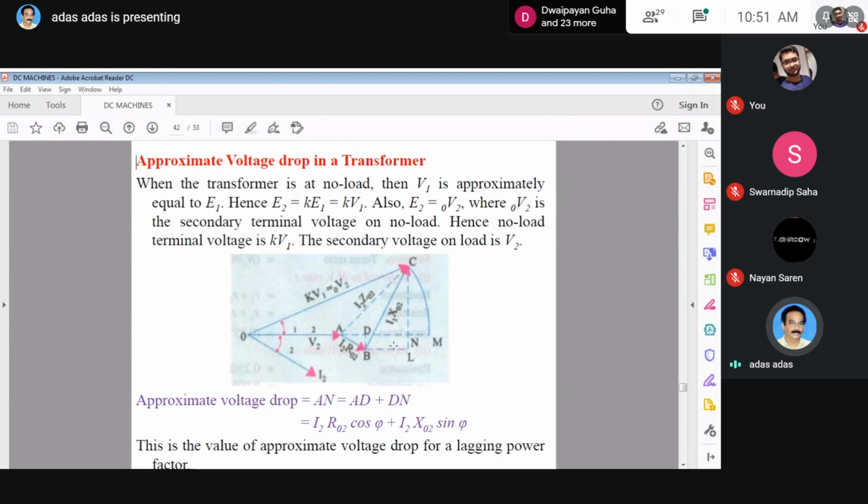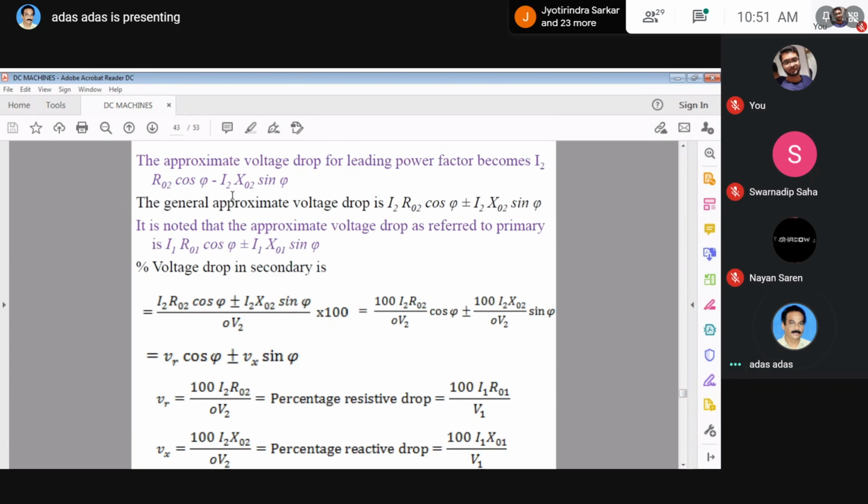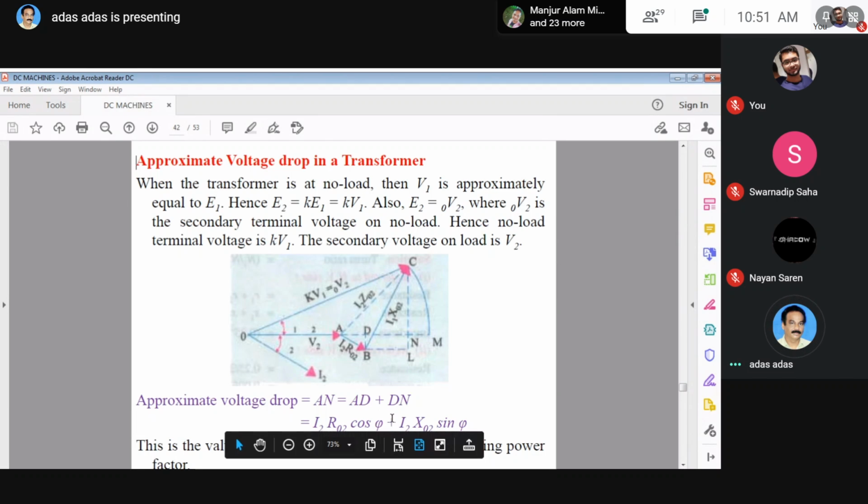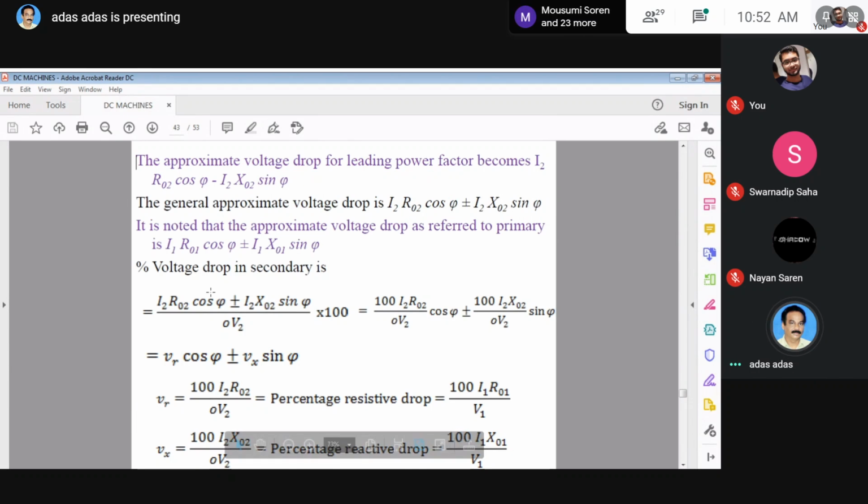This is the value of the approximate voltage drop for lagging power factor only. The load may be leading or unity power factor, but this is for lagging power factor. If we consider a leading power factor load, then the sine term will be negative; go to the previous page, where it is positive. The other quantities are the same. So the general approximate voltage drop is this: plus indicates a lagging power factor load, and minus indicates a leading power factor load. This is the general expression for approximate voltage drop.